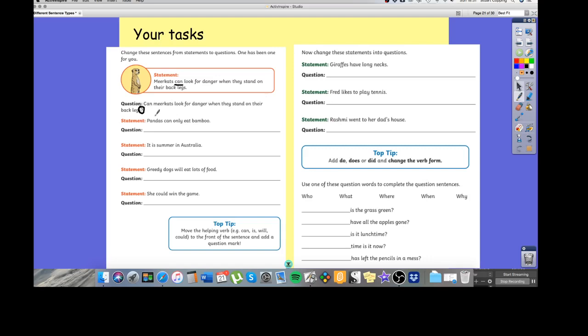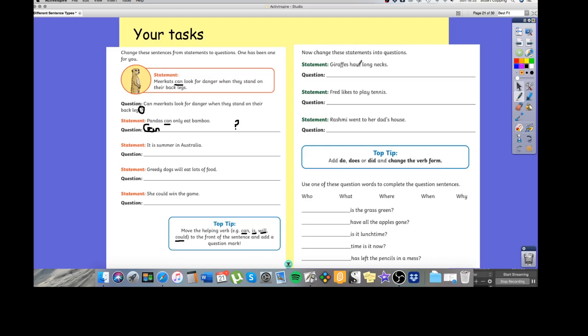Question mark. So pandas can only eat bamboo. There's our can word, put that at the front and finish the sentence, but make sure you've got a question mark at the end. It is summer in Australia. How can you change it? Does it have can, is, will or could in the sentence? So that's those 4. This one, there isn't any of those words. So it says here, add do, does or did and change the verb. So change it from the past tense to the present tense.